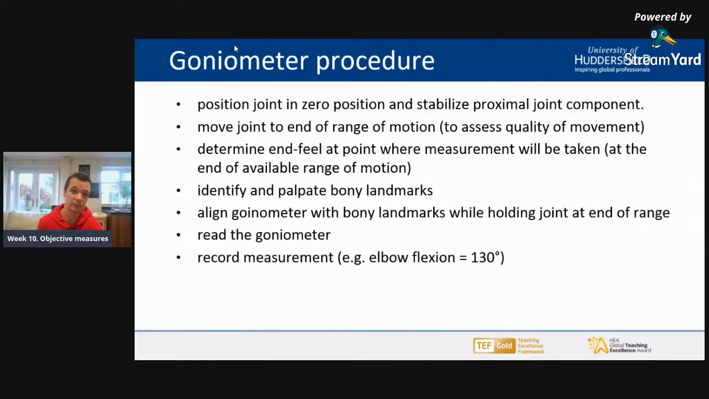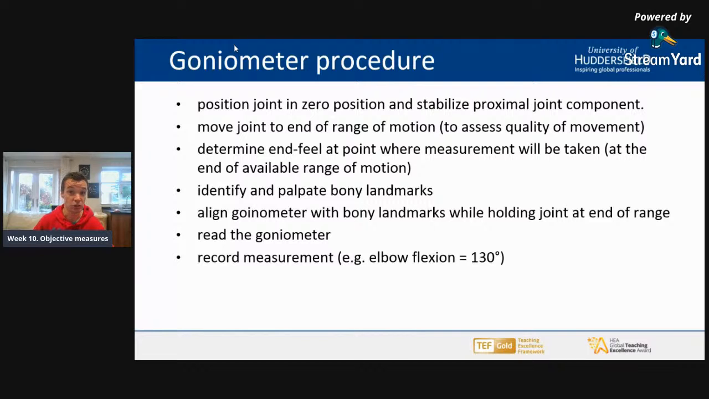And how's it done? It's very straightforward. You're moving the joint to the end of range of motion, and that's why we're quite big on it when we were teaching those passive ranges of movement. You've got to determine the end feel, and thus you're measuring terminal movement, which is ultimately what we're looking at. You do that by identifying and palpating certain bony landmarks, which you did a lot in your practicals, and we will continue to do that throughout the module.